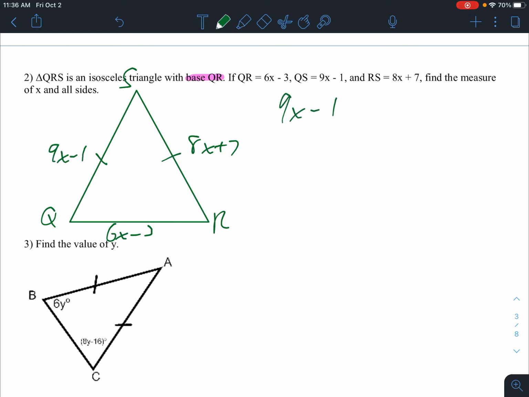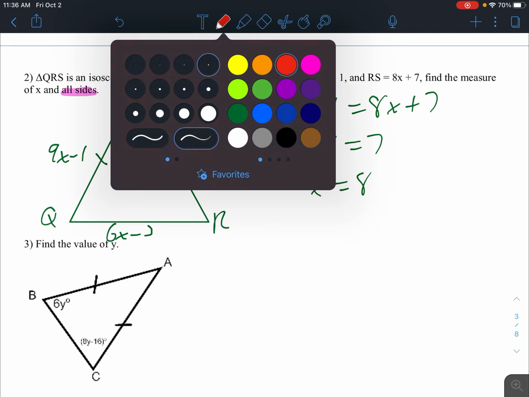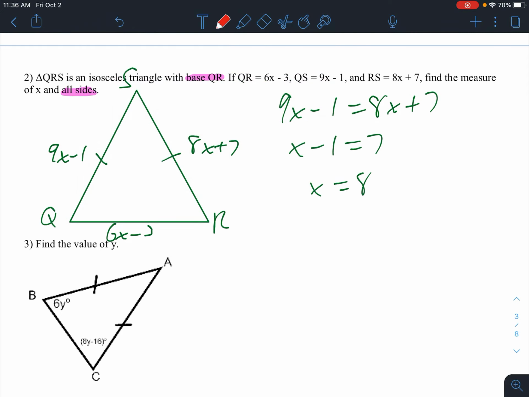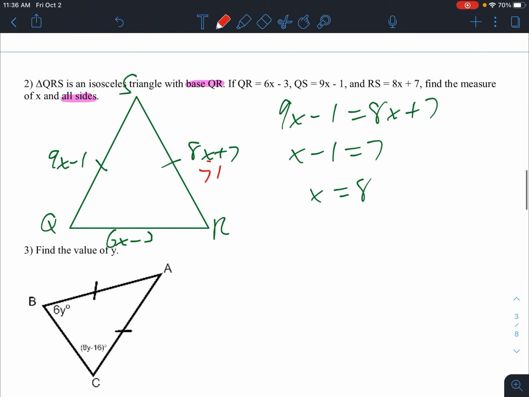So I set 9x minus 1 equal to 8x plus 7. Subtracting 8x from both sides and adding 1 to both sides gives us x equals 8. Now the question says to find all sides. So put that 8 back into all three sides. We should get 71, 71, and 45.